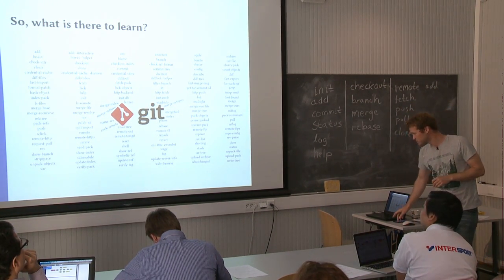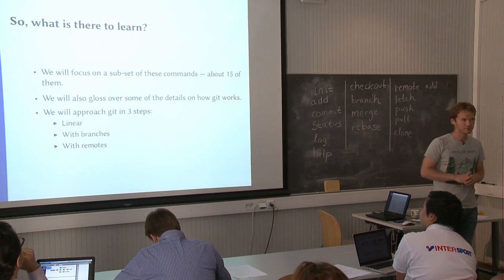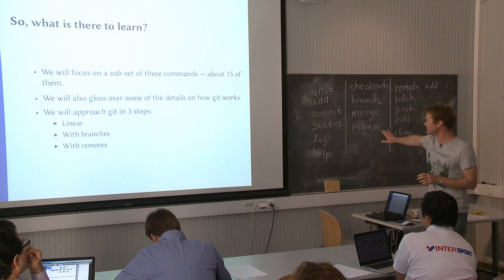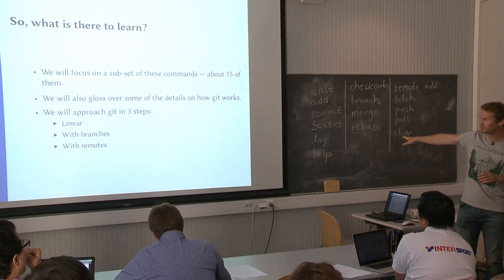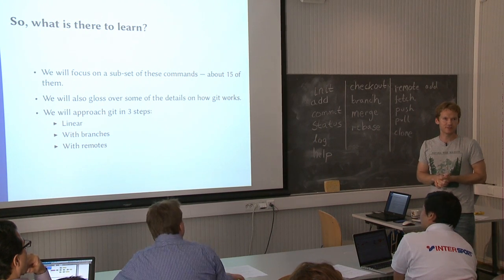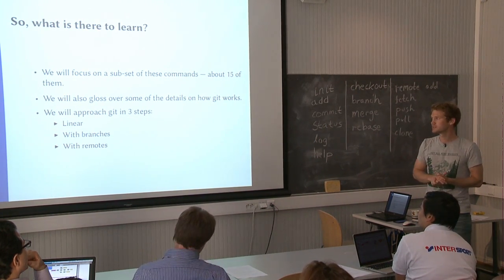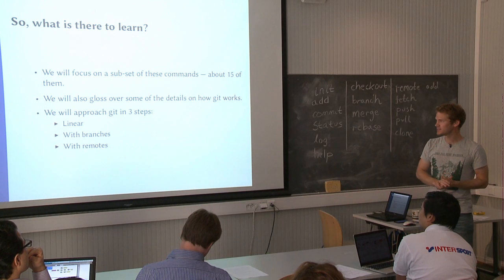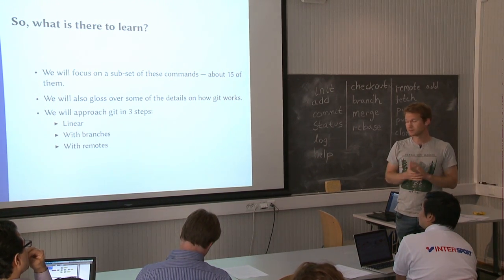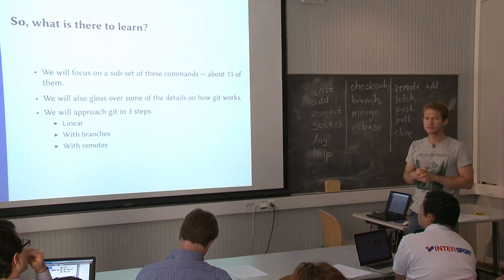So what I will do is just show you about 15 of them. Well, the most important ones. I have written them down here, so you will remember them, hopefully. And I will not go into great detail on how Git actually works, so the internal mechanics. So we will just turn the wheel and honk a bit. That's all for now. And we will approach it in 3 steps. I call them linear, with branches, and with remote.